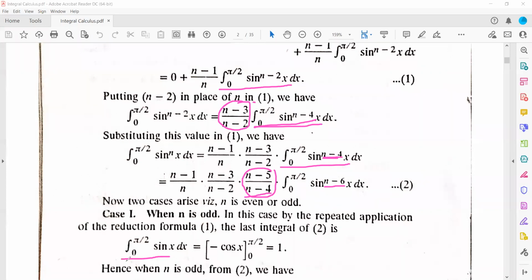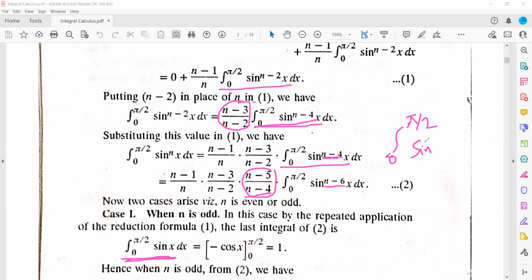So this is the last term. So before this, what will be the term? Under integration, that will be what? 0 to pi by 2. Because if you integrate that, then you will get the coefficient, this one. So before this integration, what will be that term? 0 to pi by 2 sine to the power what?